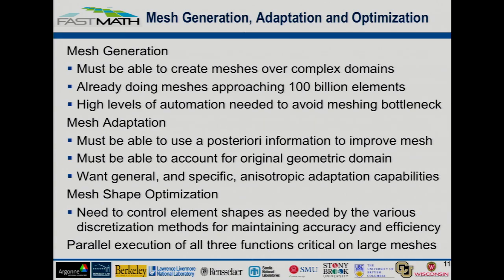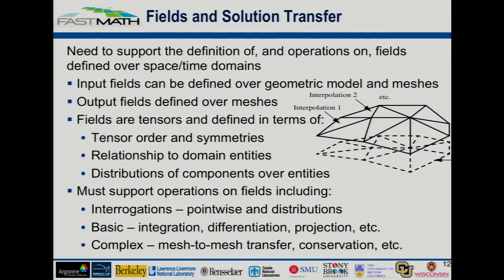Must account for the domain in that process, not just adapt the mesh against the mesh geometry, but against the actual domain. And you want the ability to do that with anisotropic meshes that meet the requirements of analyses, such as boundary layers for highly anisotropic problem areas. Mesh shape optimization, very important for controlling element shapes, is needed by various discretization technologies, as well as to help control the number of iterations for solvers. And we want all these functions to operate in parallel on large meshes and integrated as seamlessly as possible with application components that do the analyses.